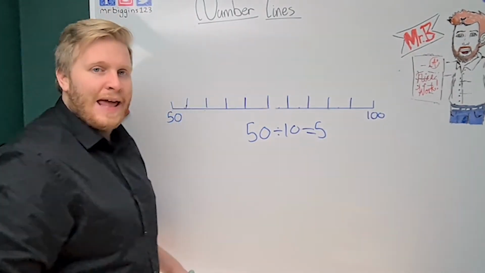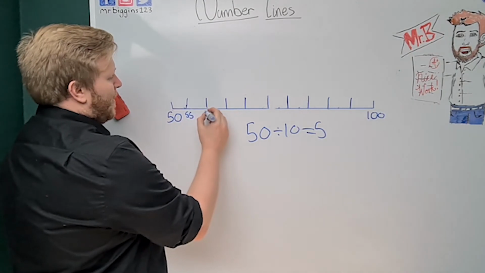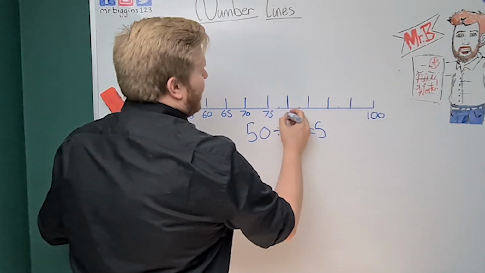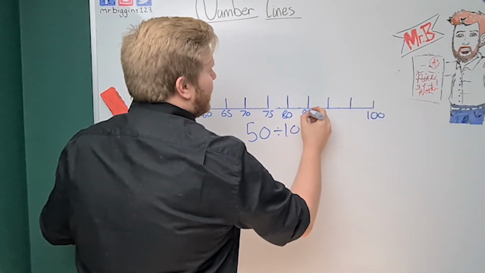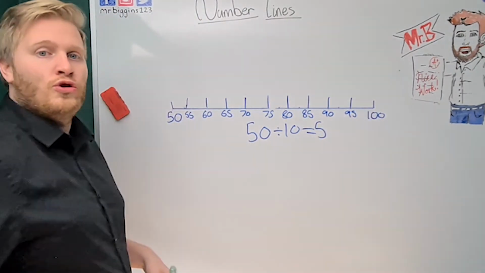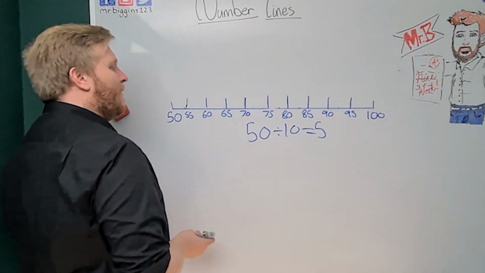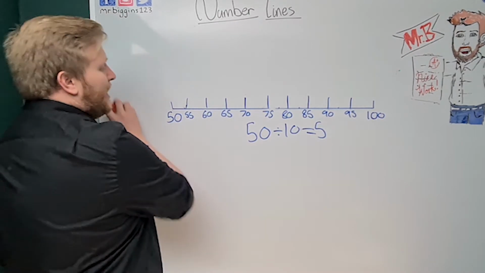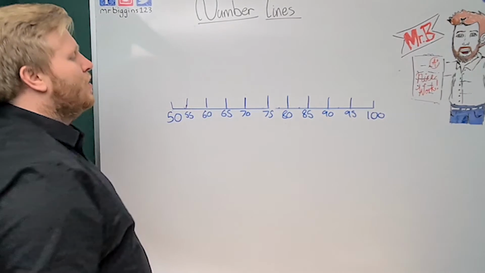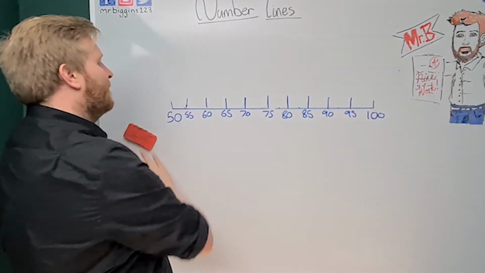So it jumps in 5s again, but we're not starting at 0, which means we would have 55, 60, 65, 70, 75, 80, 85, 90, then 95 and 100. Okay, so now if someone said where's 80 on the number line, where's 85, where's 90, we would be able to find them. There's 65, there's 90, there's 85.